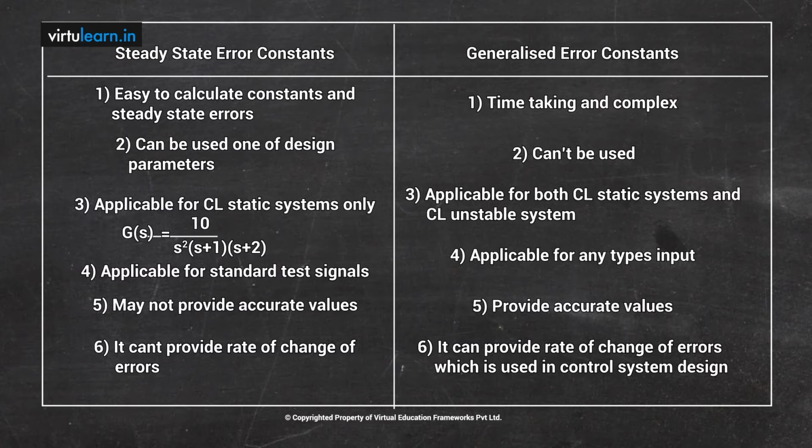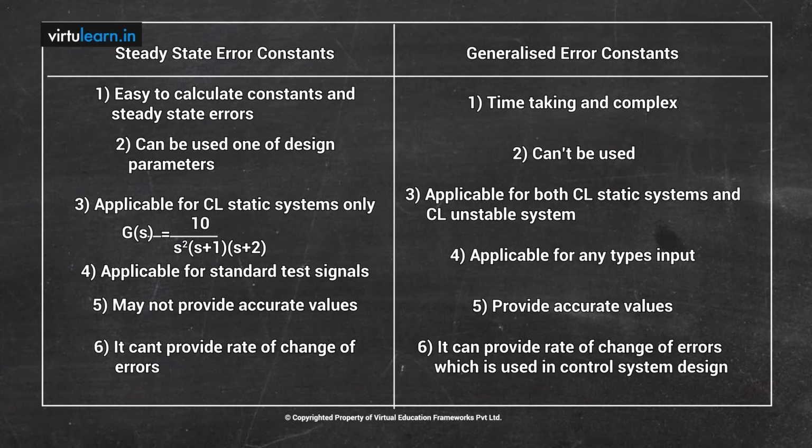And the third point, which is very important: the steady state error constant method is applicable only for closed loop stable systems. You cannot apply it to a closed loop unstable system, whereas the generalized error constant method is applicable for both closed loop stable as well as unstable systems. For example, take a system GH of S equal to 10 divided by S square into S plus 1 into S plus 2. This is the open loop transfer function. Now we can get the closed loop transfer function, and from that you can investigate the stability.